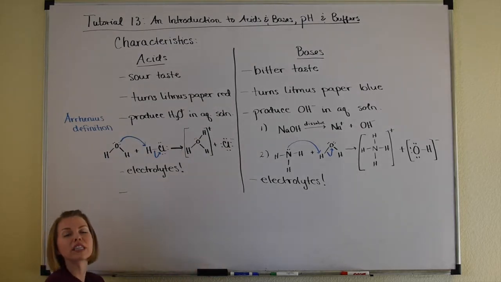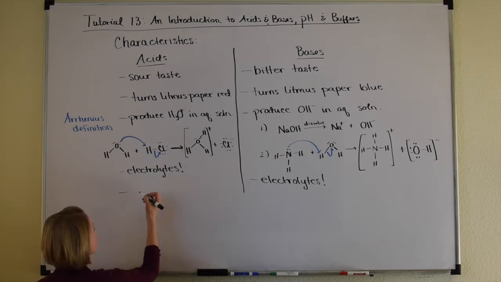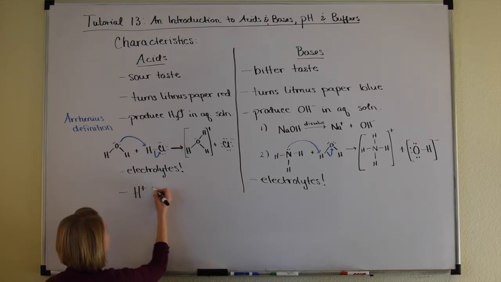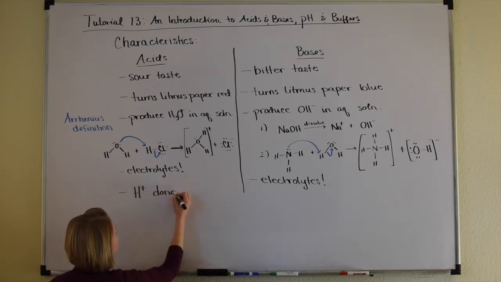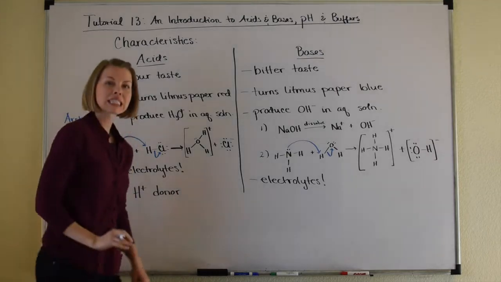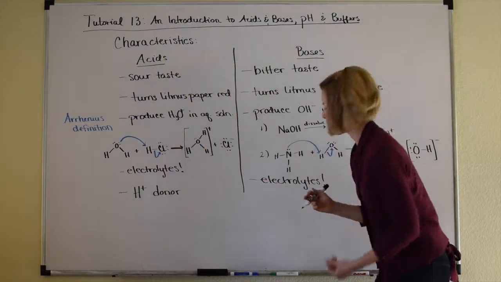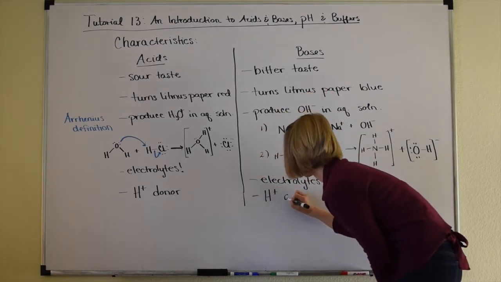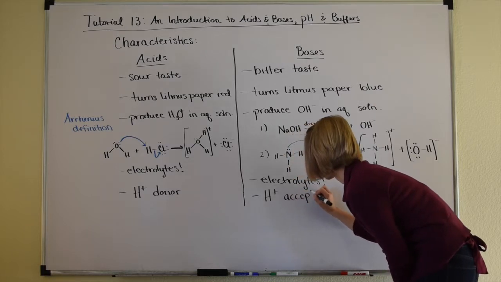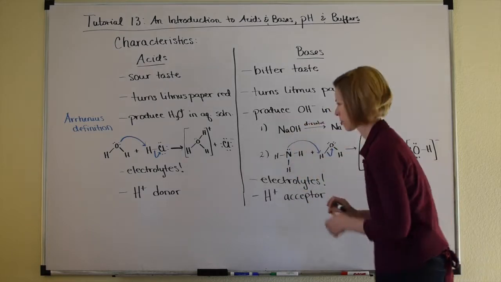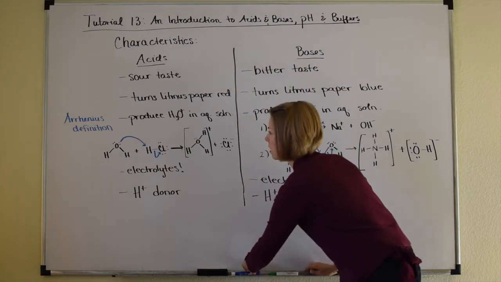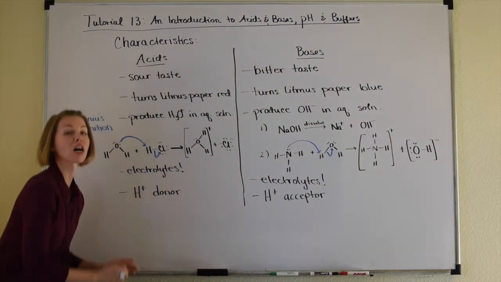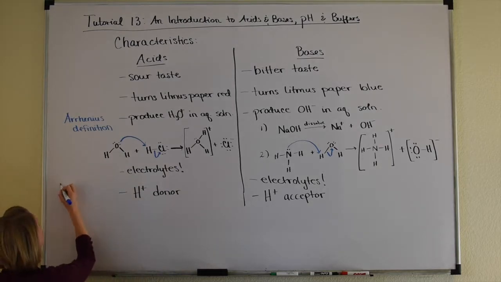The Bronsted-Lowry definition of an acid tells us that an acid is an H plus donor. I'm going to write that here, H plus donor. And a base is an H plus acceptor. I'm going to write that over here. And I'm also going to label that the Bronsted-Lowry definition over here.